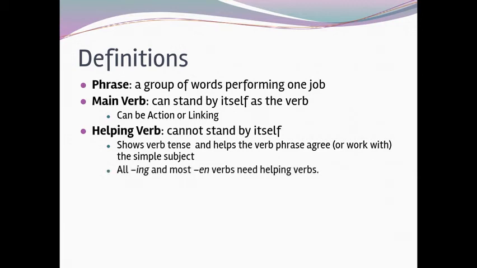All ing and most en verbs are going to need helping verbs in order to be verbs. So anytime we see ing or en, we're going to look for helping verbs in front of those, because that's one of our cues to identify where they might be found.